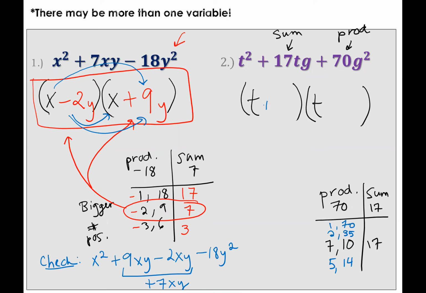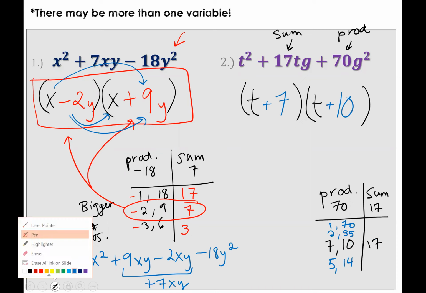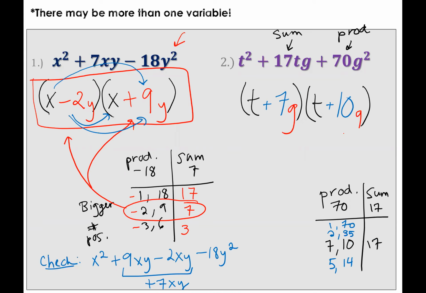All right, so we'll do t plus 7, and then t plus 10, and oops, now I need to go back and remember that there's this other variable. So at the very end of the problem, maybe that's when you put in that second variable, that g squared. Okay, so my true final answer is t plus 7g times t plus 10g.